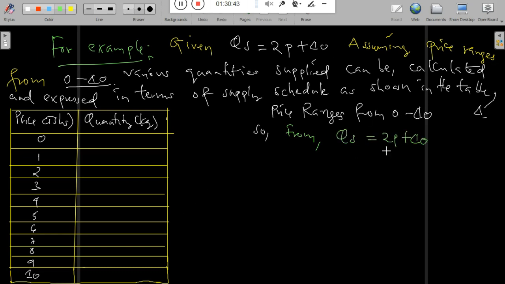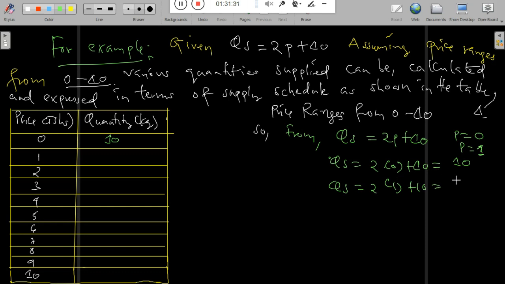So we take the equation provided above, QS equals 2P plus 10. When you plug in the price starting from 0, it will be 2 times 0 plus 10, which equals 10. So the quantity in kilograms is 10. Then you plug in the next price level, 1: 2 times 1 plus 10 equals 12.